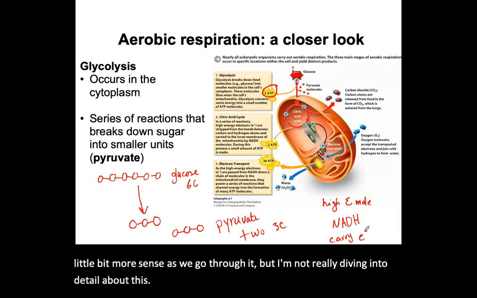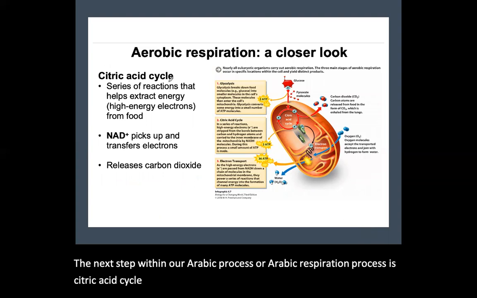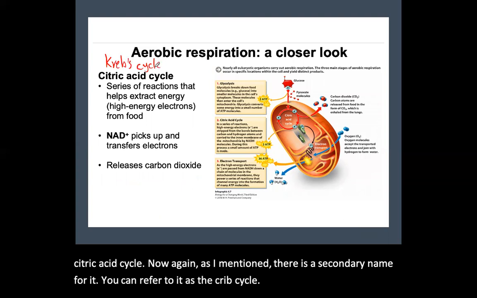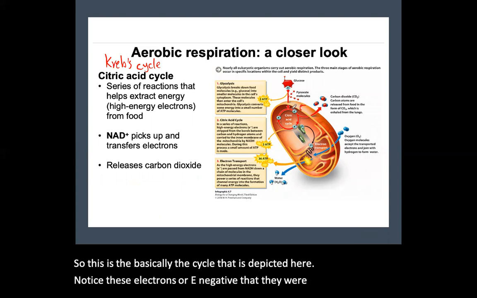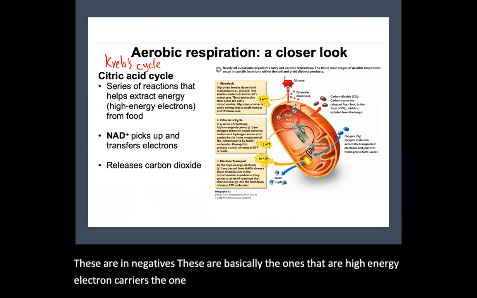So the next step within our aerobic process or aerobic respiration process is citric acid cycle. Now, again, as I mentioned, there is a secondary name for it. You can refer to it as the Krebs cycle. So this is basically the cycle that is depicted here. So notice these electrons or E negatives that they basically have. These are E negatives. These are basically the ones that are high energy electron carriers, the one I mentioned before.